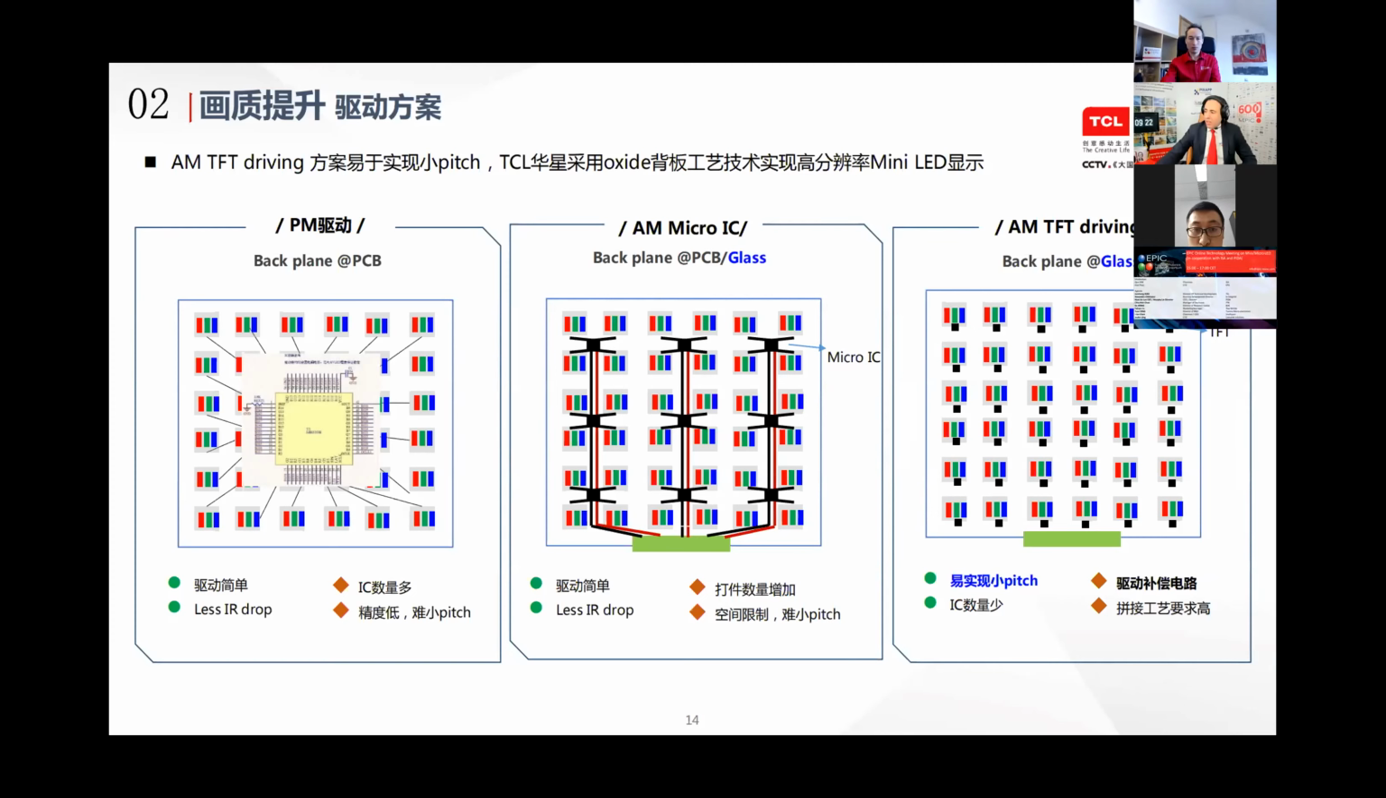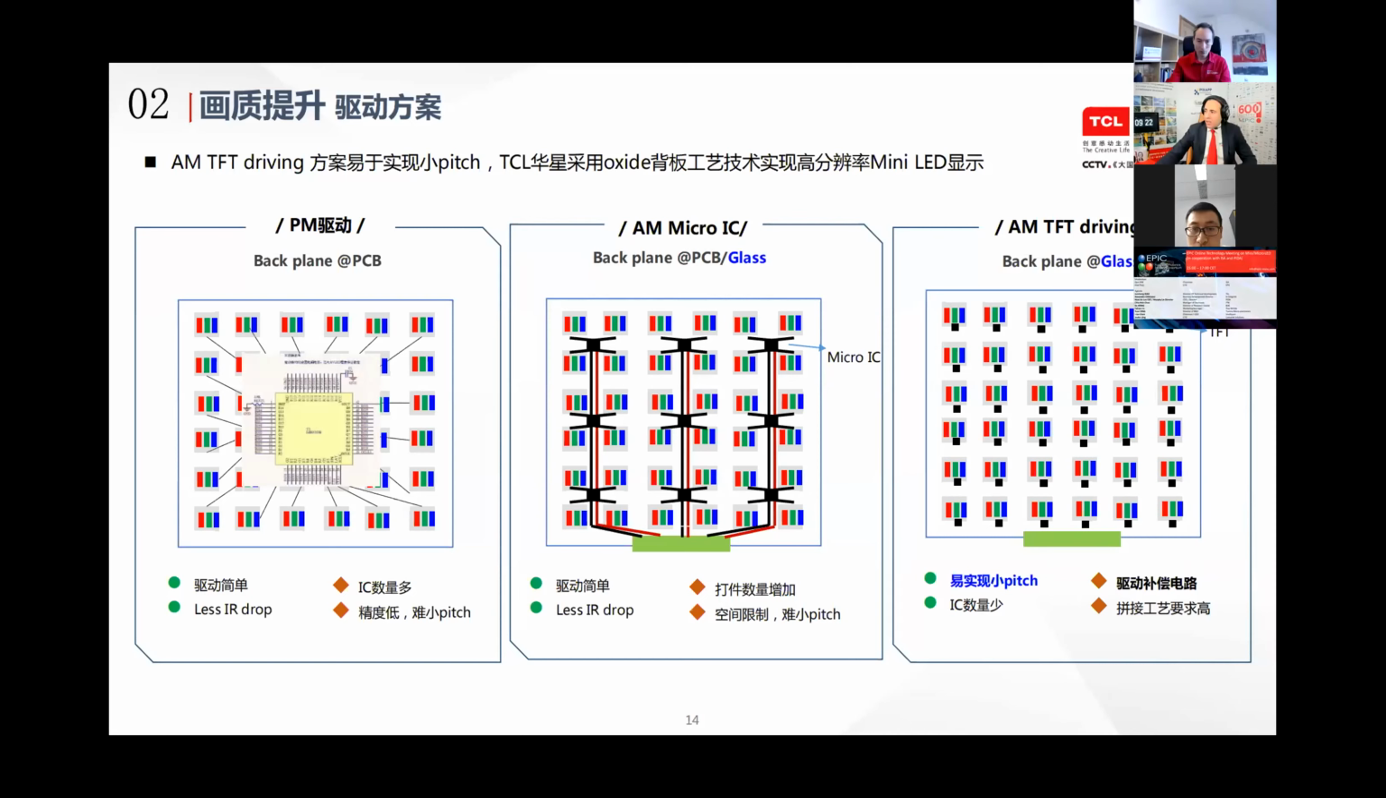Next to it, we have the AM micro IC. It can be one-to-one or one-to-multiple. I can actually reduce the current, and the drivers inside the product could be quite simple, and the back panel will be quite simple, because I already realized the moves. And also for micro IC driving, stability is good, but cost is high.